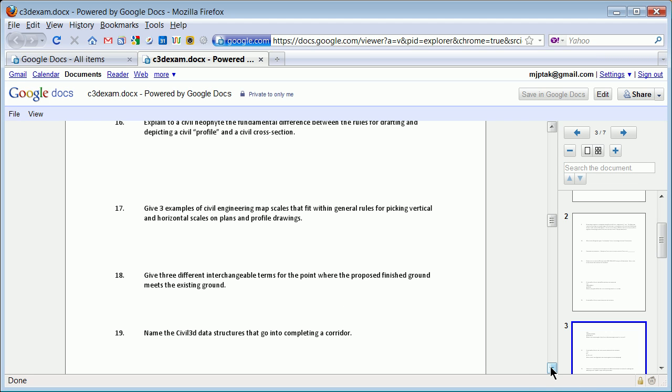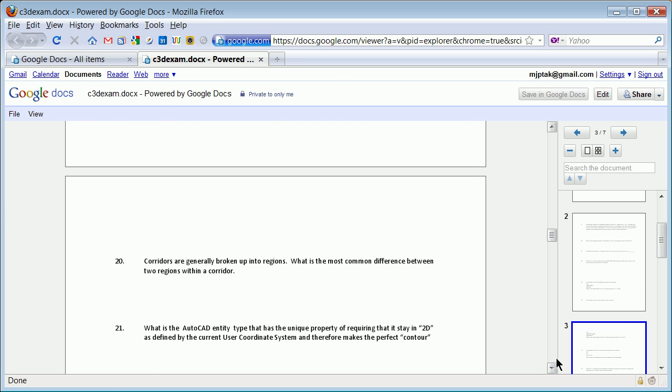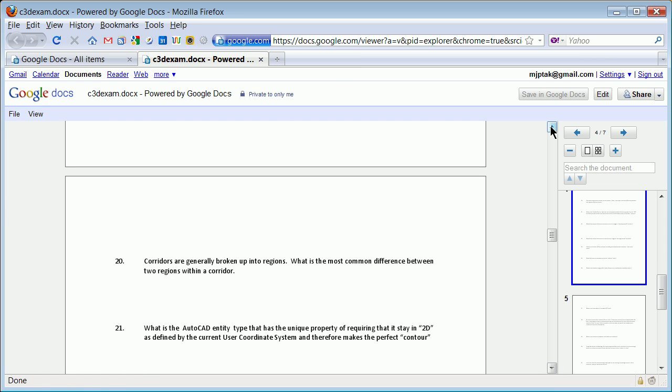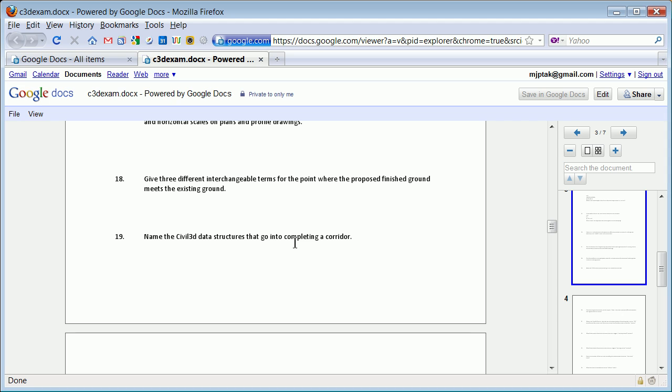18, catch point, slope intercept, daylight. You will see those coming at you in many, many different forms. So get those three and learn them as interchangeably as you do potato and potato.